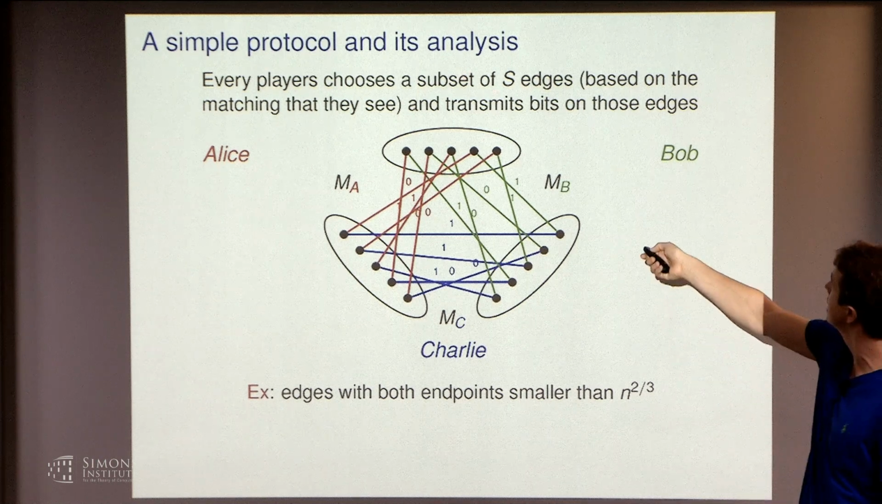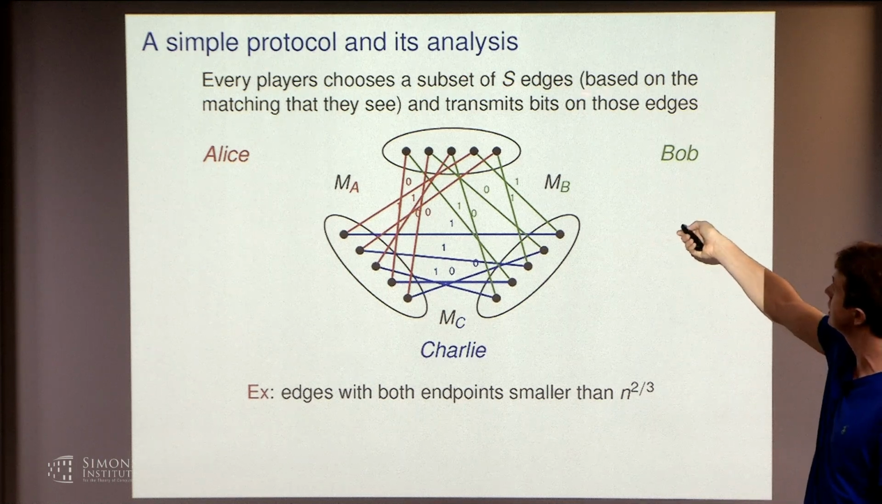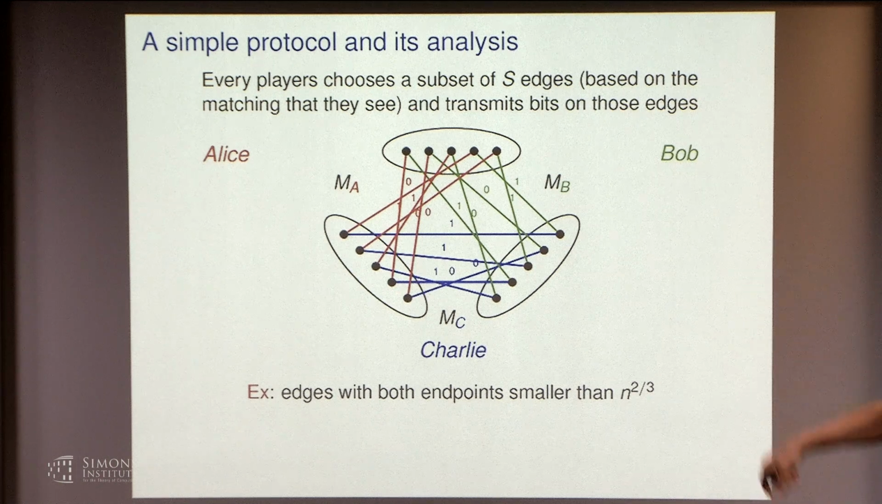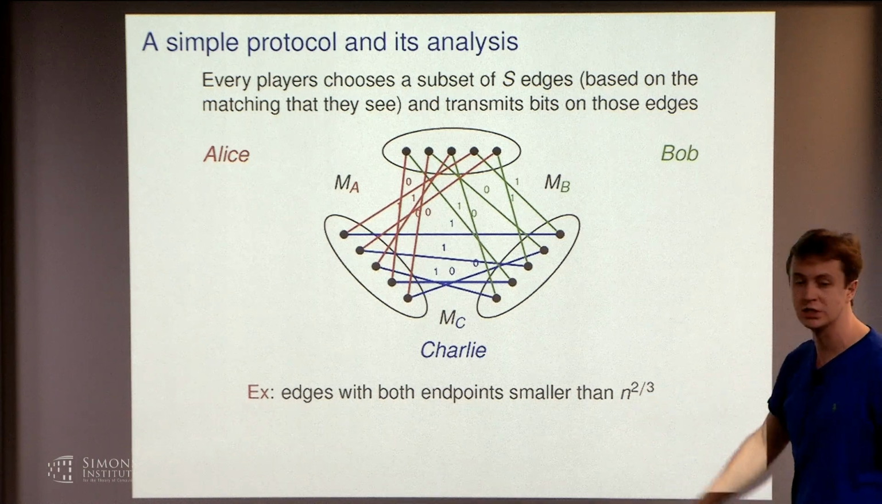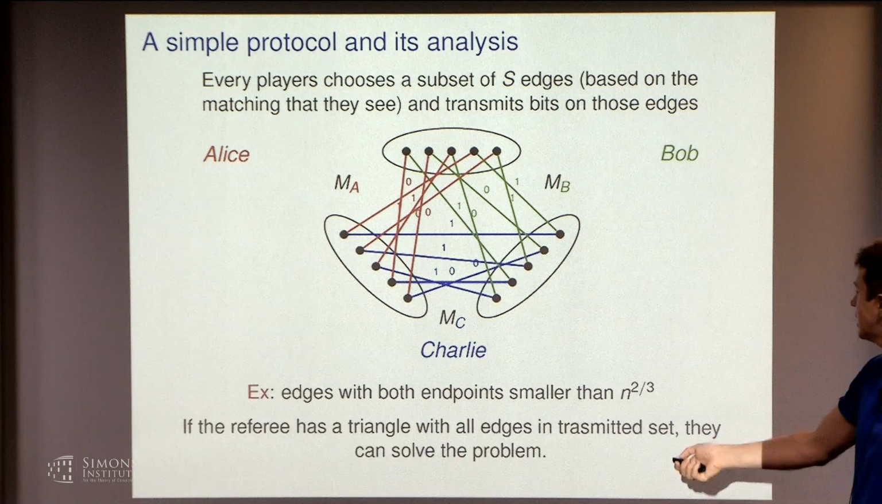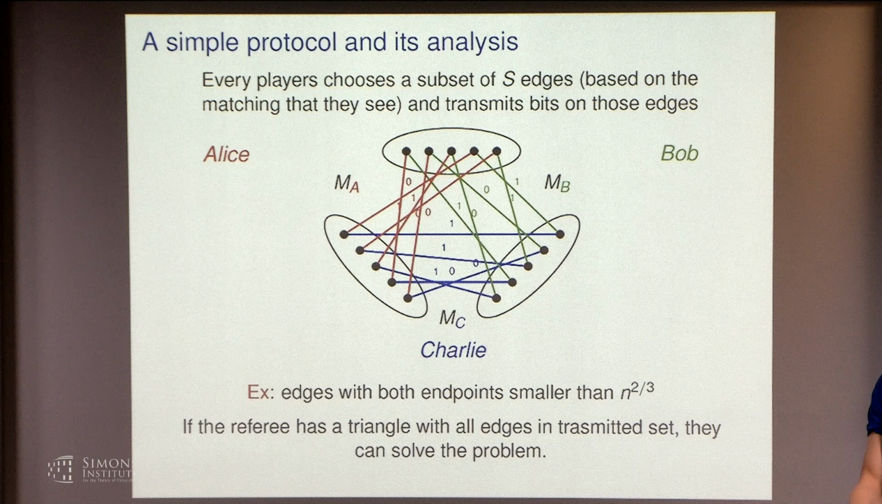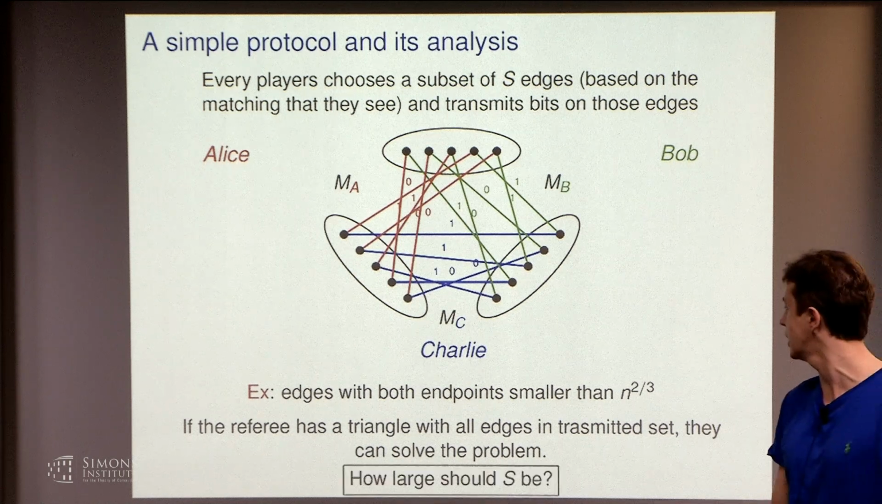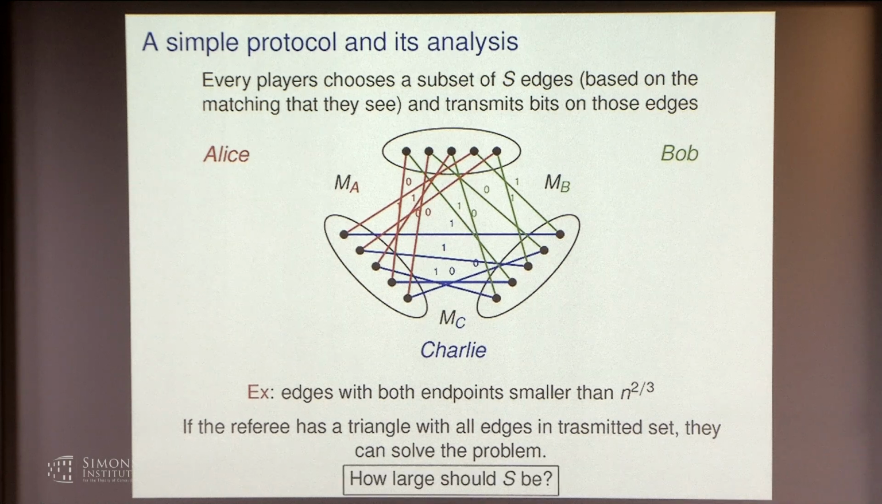So suppose that each of them chooses a subset S of edges based on the matching that they see, and they send the bits on these edges to the referee. So one example protocol is maybe Alice looks at her matching and just conveys all the bits on all the edges with both endpoints having indices smaller than n to the 2/3, let's say. And then if the referee has a triangle such that it received all bits on the corresponding edges, then the referee can decide which of the 2 cases this game was in. So the question is, how large should the set S be?